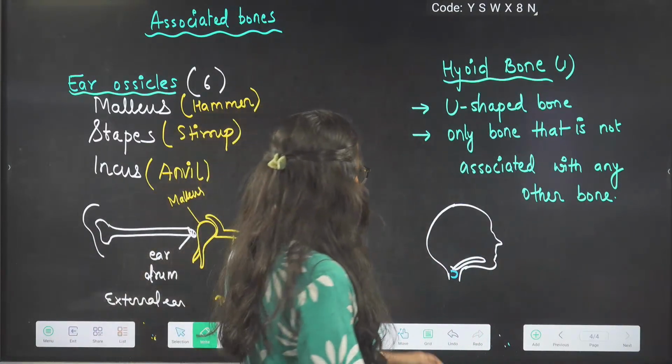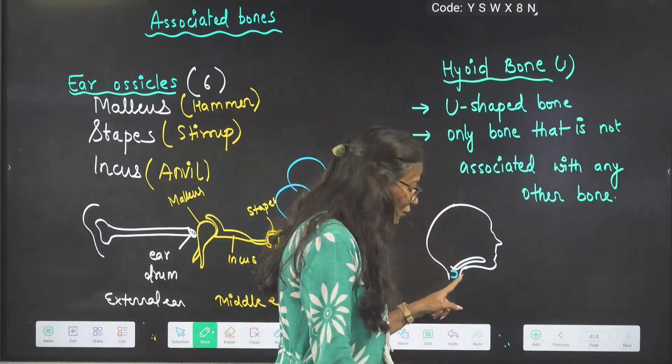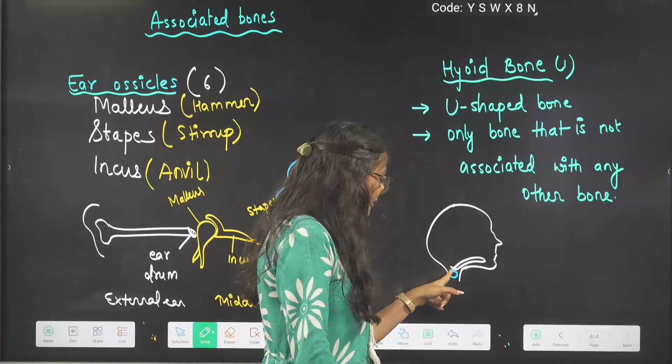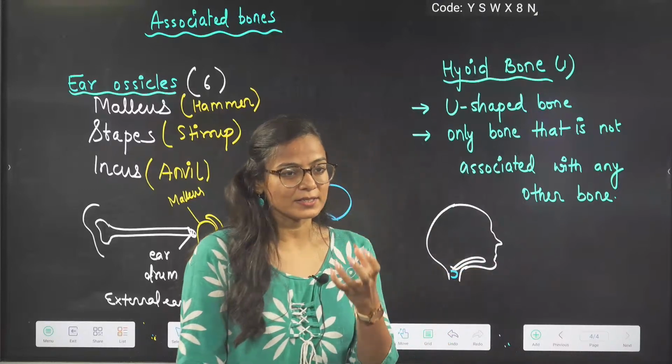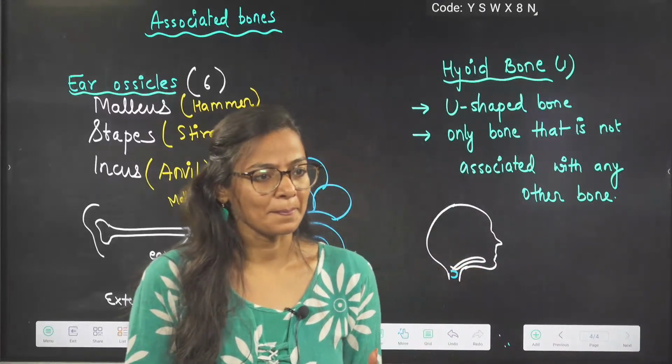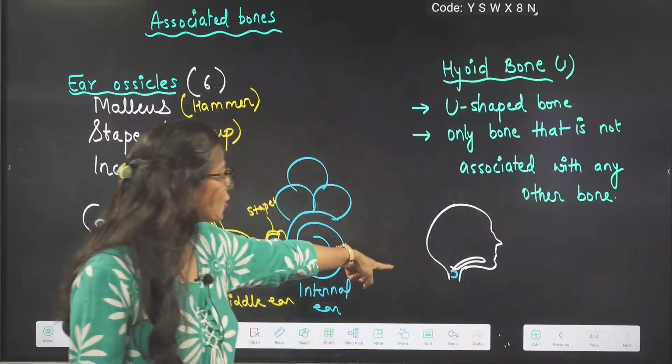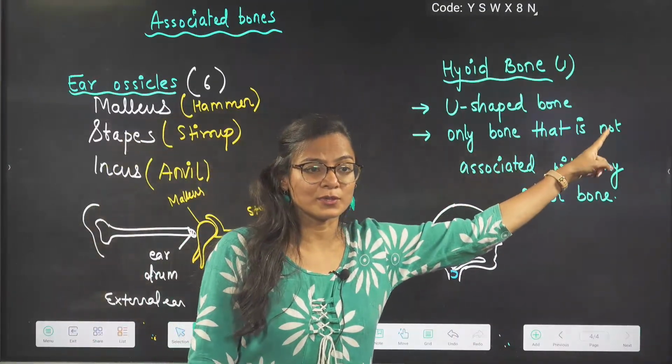So it is the bone that is not attached to any other bone. It attaches the tongue, and we all know that the tongue is a muscle. Yes, it is made of muscle. So that is about the hyoid bone. We have only one hyoid bone in the body.